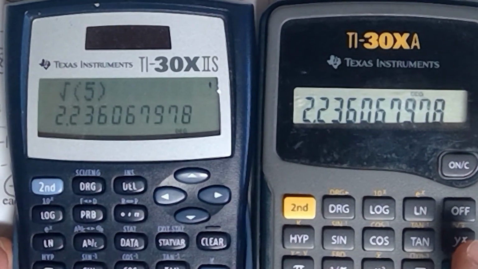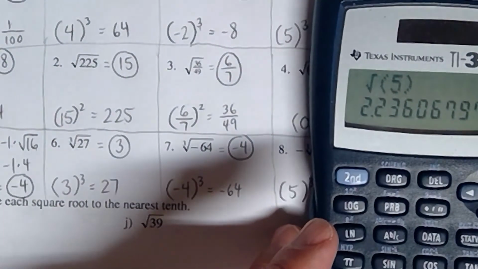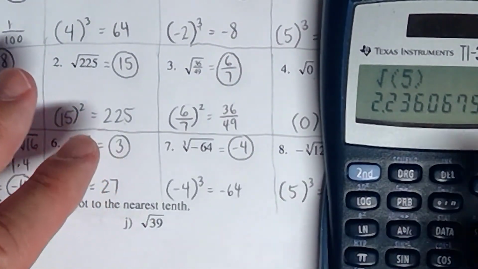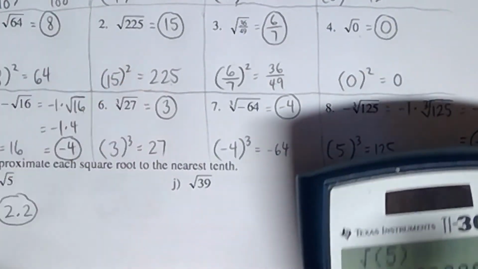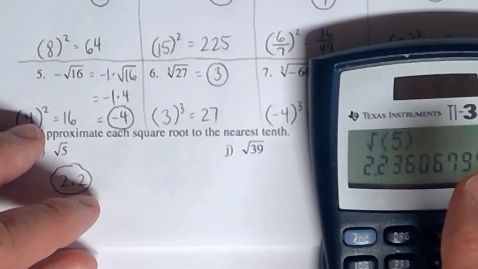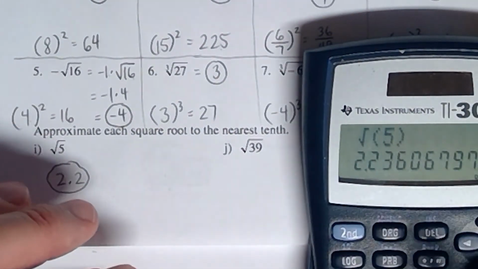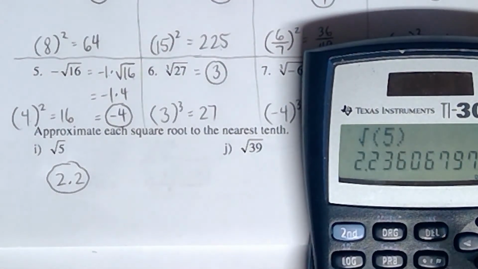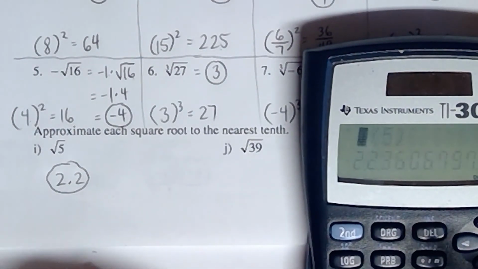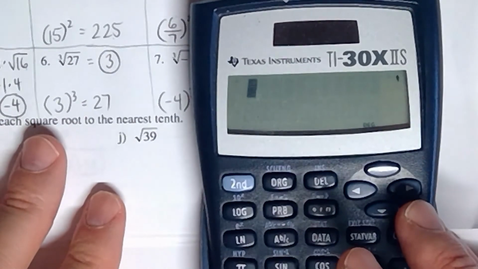Okay, so whether you have a one-line calculator or a two-line calculator, you now know how to figure out the square root on your calculator. Now, how about for the square root of 39? Let's do the same thing. Square root of 39.